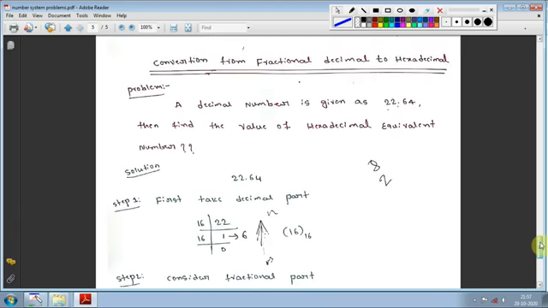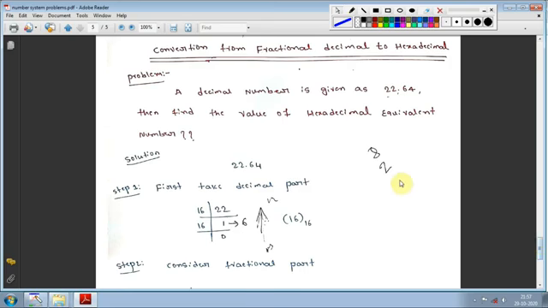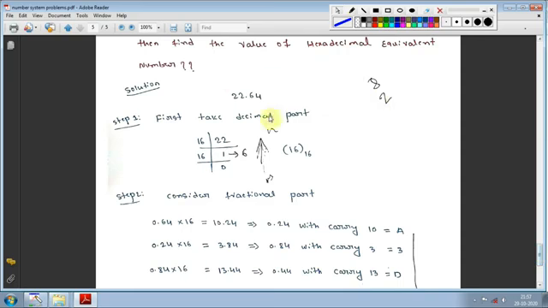Okay, so then conversion from fractional decimal to hexadecimal. Based on this we also have a problem here. See, a decimal number is given as 22.64. Then find the value of the hexadecimal equivalent. So the decimal value is given as 22.64, and we have to find the hexadecimal equivalent. So how can I do it?